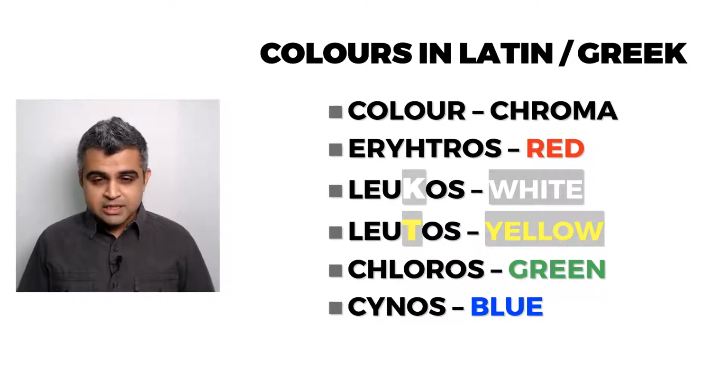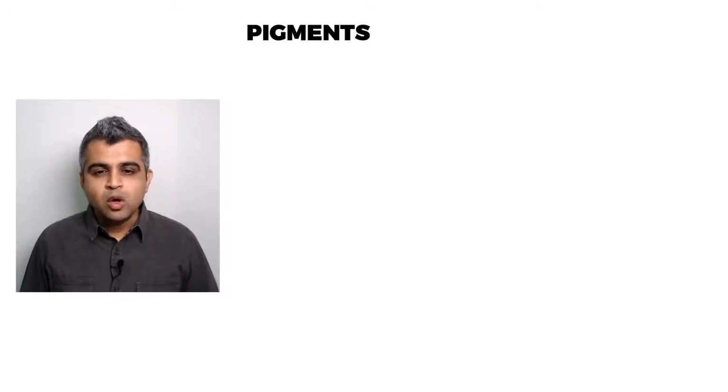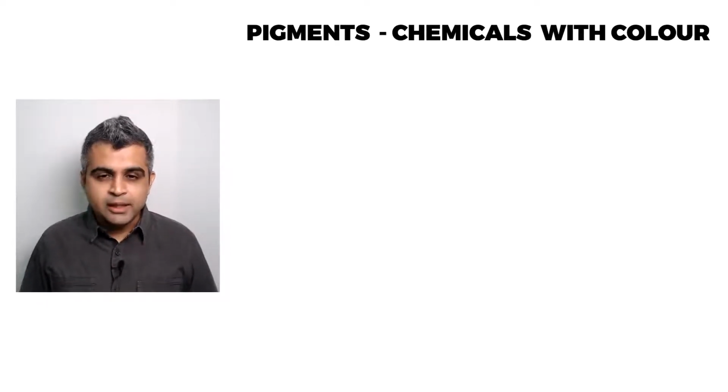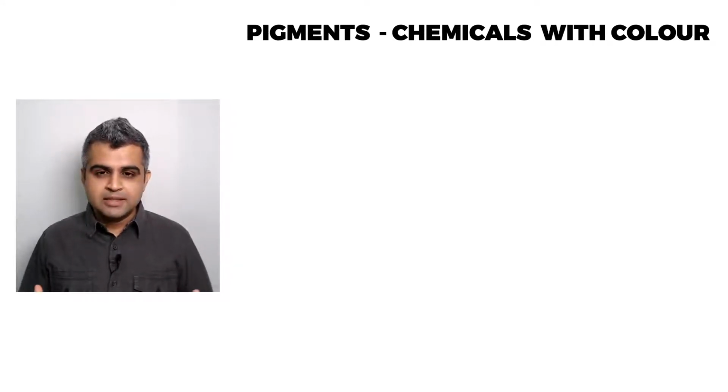So if all these Latin words are clear, now let's start talking about pigments. So what are pigments? Pigments are basically chemicals with color. So any chemical which has color, perceivable color, will be called a pigment. Plants have a lot of pigments because clearly plants have color.